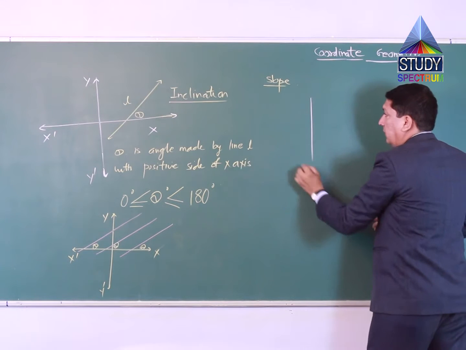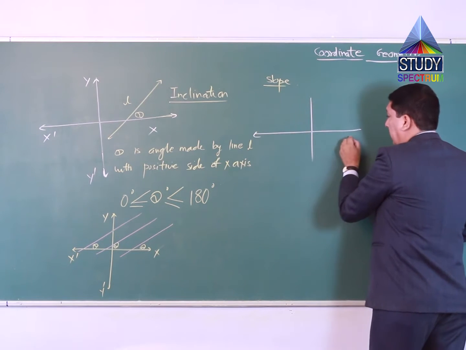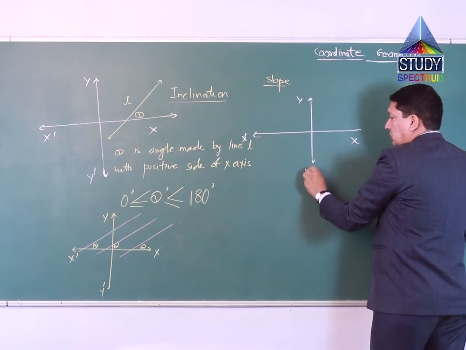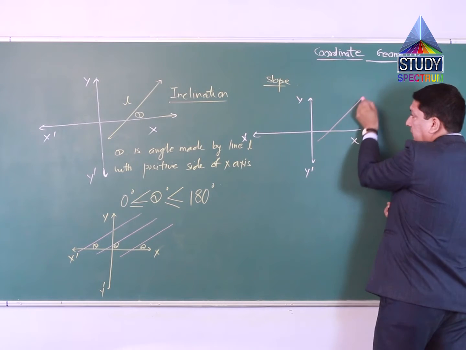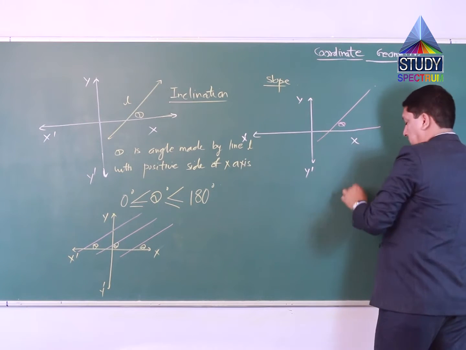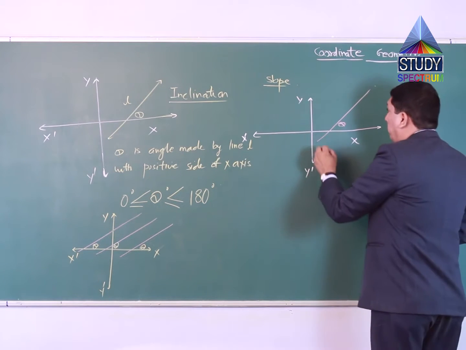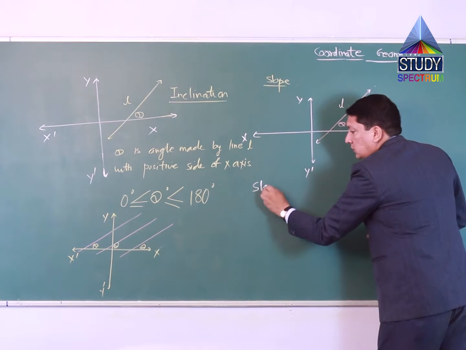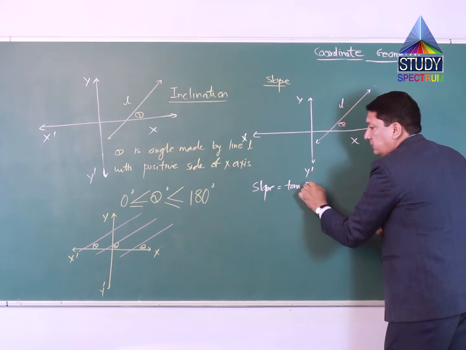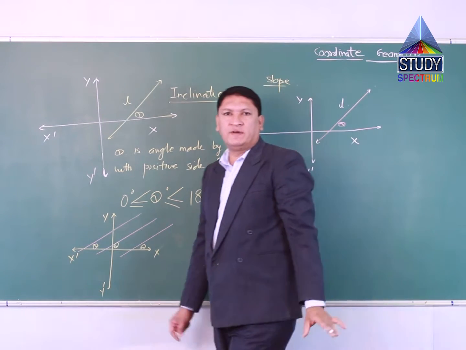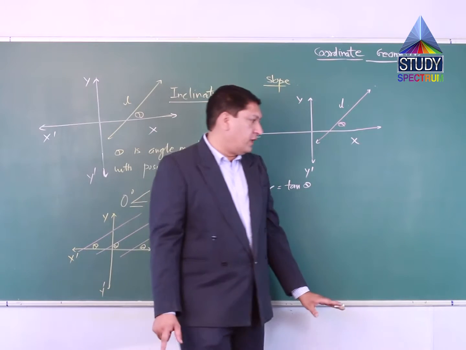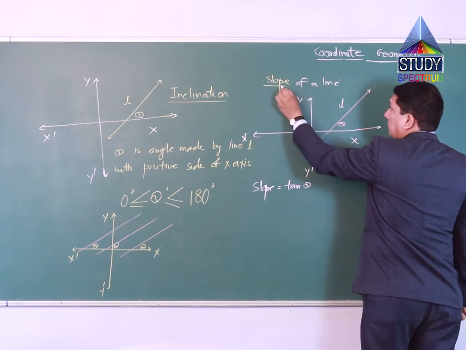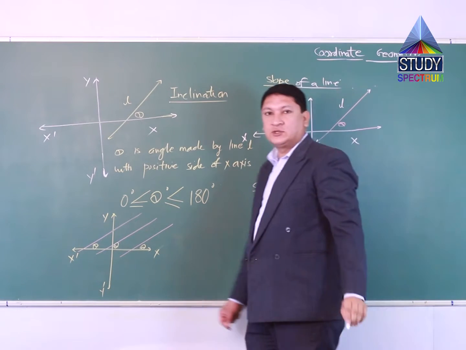Again, x, y, x dash, y dash. Line, theta. Now slope means, first of all, tan theta. Slope of any line is tan theta of that line. Again I'll repeat, slope means tan theta.